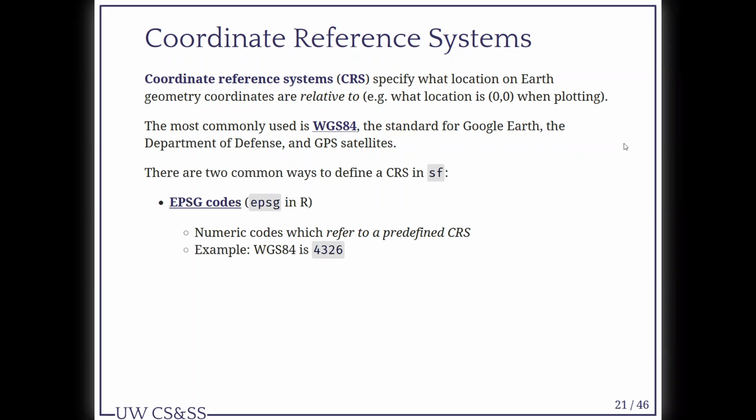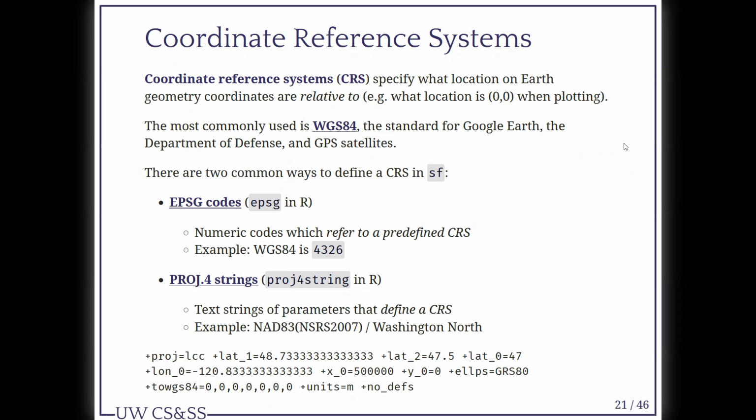There are two common ways to define a coordinate reference system in the SF package. The first is EPSG codes. These are numeric codes which refer to a predefined CRS. An example would be the WGS 84 standard, which is written as 4326. There are also proj.4 strings. These are text strings of parameters that define a CRS, for things like NAD 83, and they will look like this, to help define what's the 0, 0 for what you're going to be plotting.